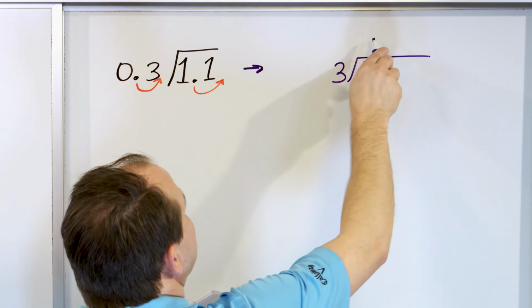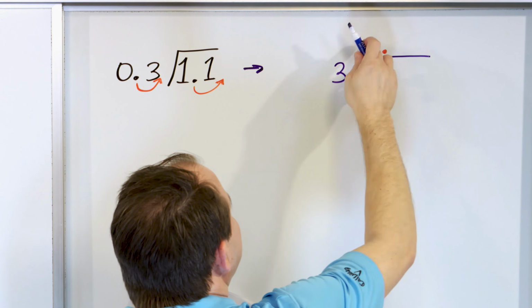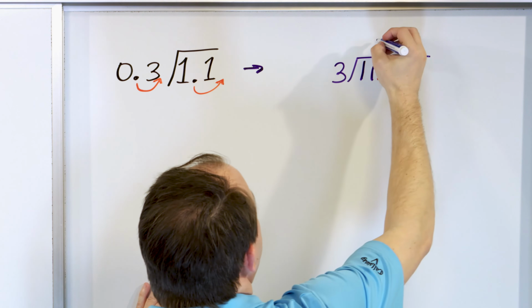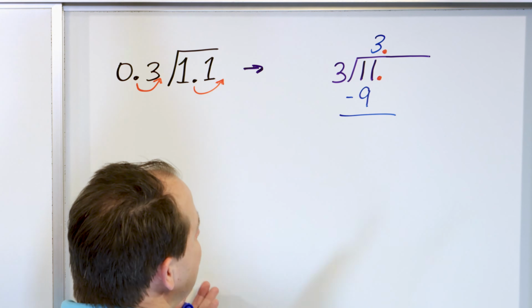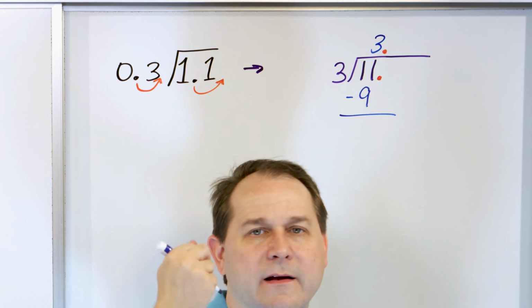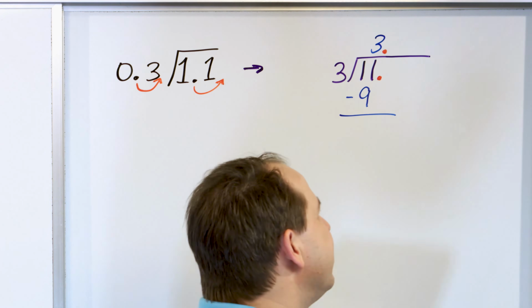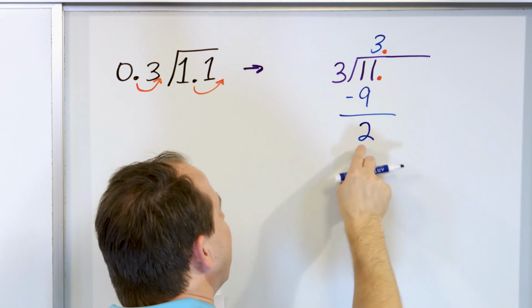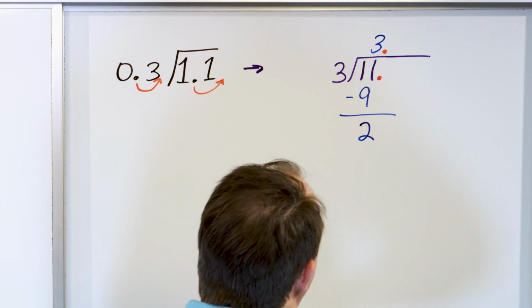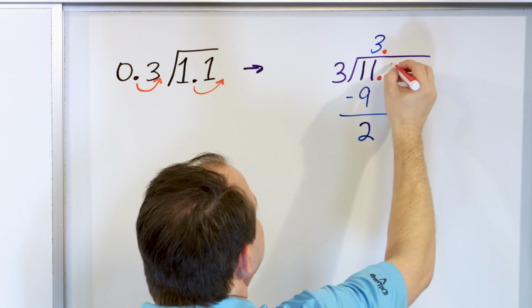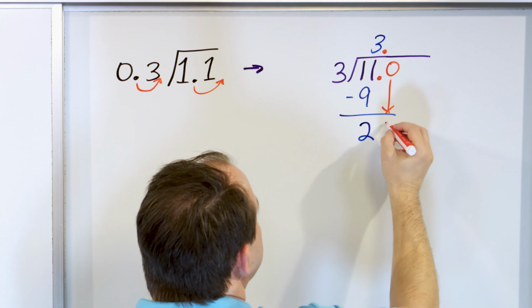Now 3 times 3 is 9, and 3 times 4 is 12. That's too far. So 3 times 3 is 9. Now 11 minus 9, you can just count up from 9, going up from 9, 10, 11. So the difference there is 2. And so I have a remainder of 2. I can't stop there. I want the remainder to be 0, or I want to see a repeating pattern. I don't have any more digits here, so I add a 0 after the decimal, and I drag down.